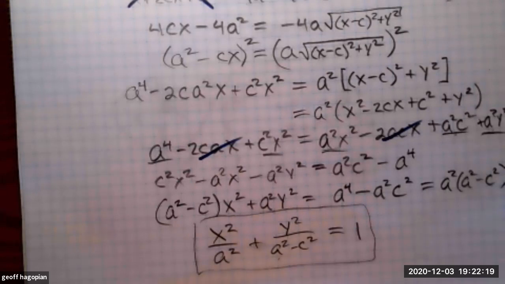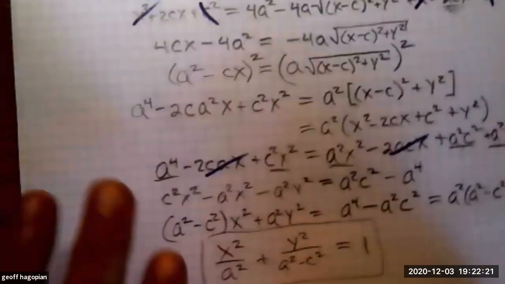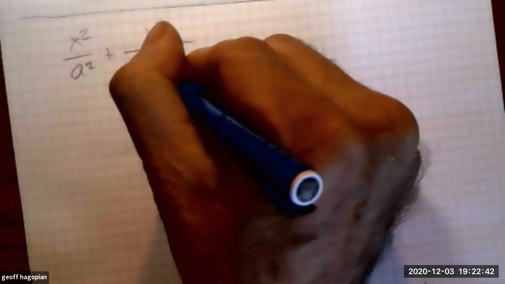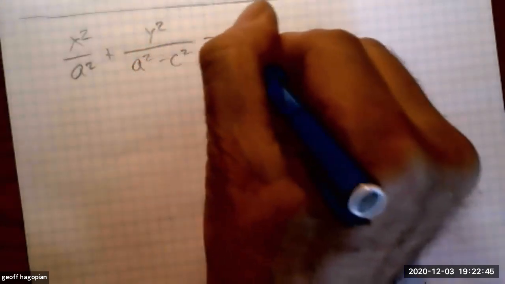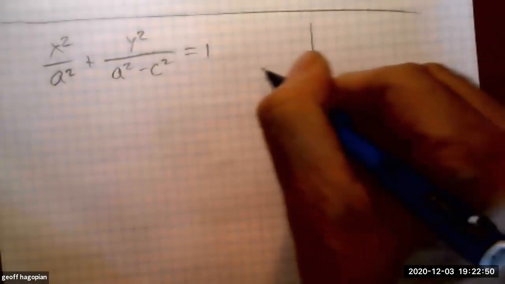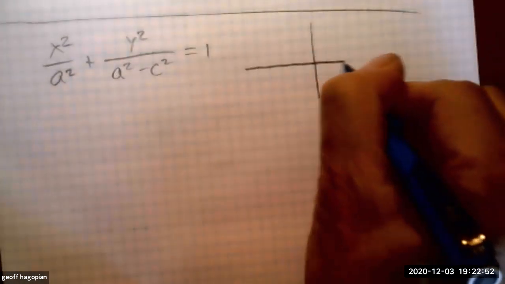Okay, so let's rewrite that over on our sheet here. I'm just trying to save paper, so let's go ahead and use this bottom sheet here. So we have x squared over a squared plus y squared over a squared minus c squared is equal to 1. And the picture we have in mind is something like this.